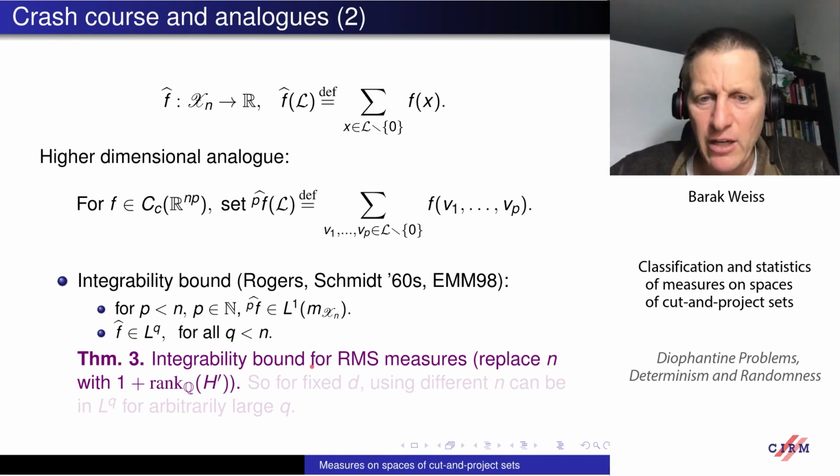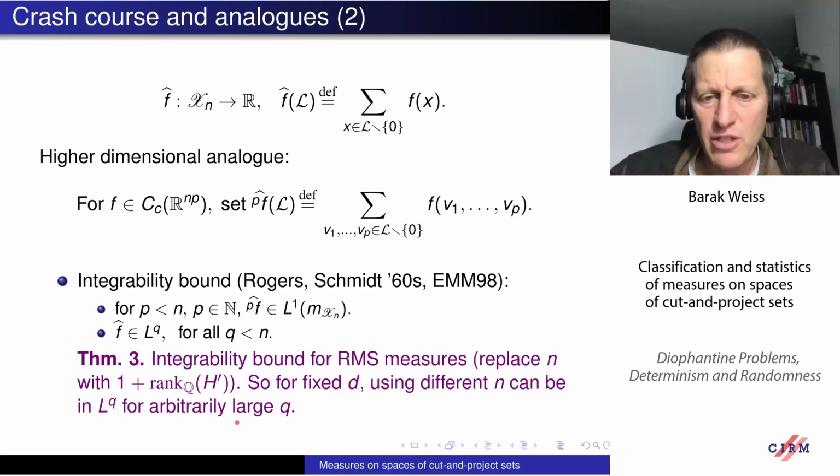And we get the analog. So we have the same two results for integrability bounds of the transform in the case of cut and project sets, except the parameter n that appears here and here has to be replaced with this number, 1 plus the Q-rank of the group H prime that I had in the previous slide. So that's an algebraic group theory invariant associated with this.